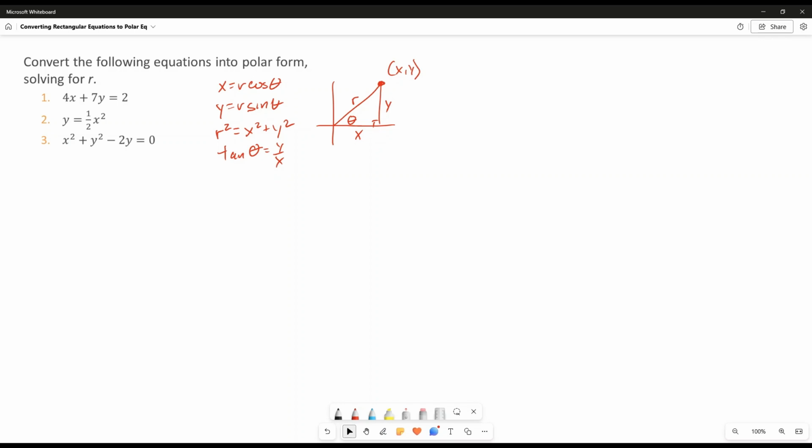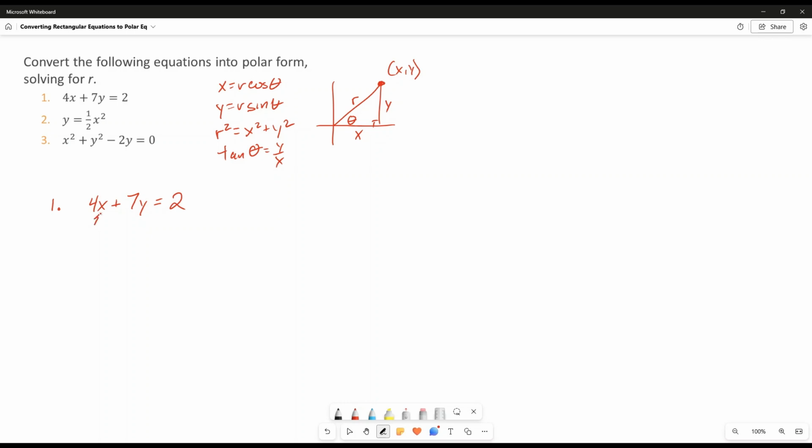So for our first example, we want to rewrite the equation 4x plus 7y equals 2. If you remember your pre-calc algebra, that's just a linear equation. And so if we want to convert it to polar form, we need to replace the x's and y's with r's and thetas. So that's the basic idea. Can we replace any x with an r cosine of theta, any y with an r sine of theta? So we want to get rid of x's and y's and only have r's and thetas.